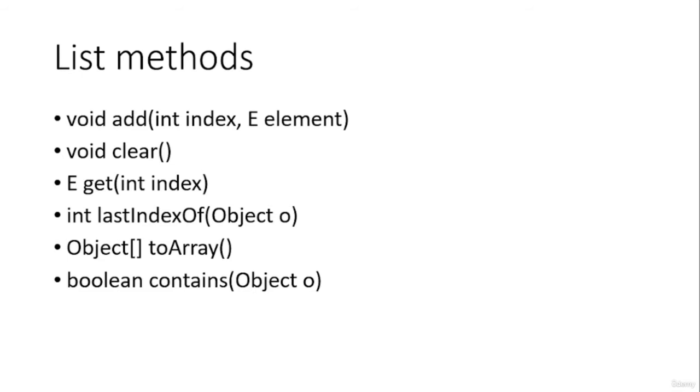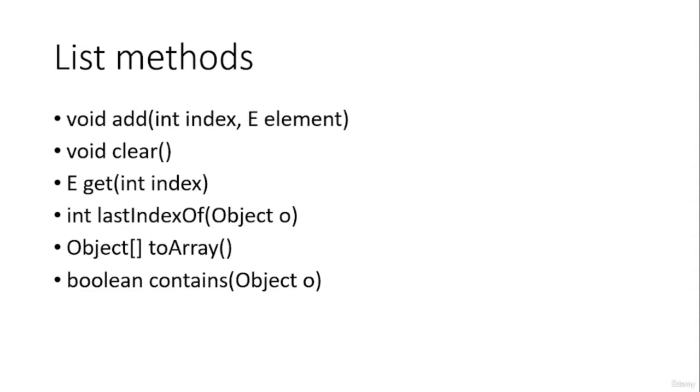Next is lastIndexOf. LastIndexOf will return the last index of the particular value. If that value is found, it will return the index value. Next is toArray. toArray will convert the collection into an array. For example, here it is a list, so the list will be converted to an array. And next is the contains method. The contains method will check whether a particular element is contained in the collection or list.